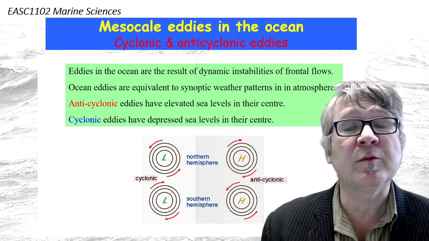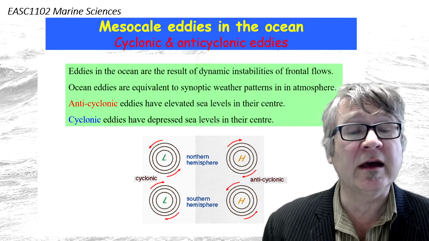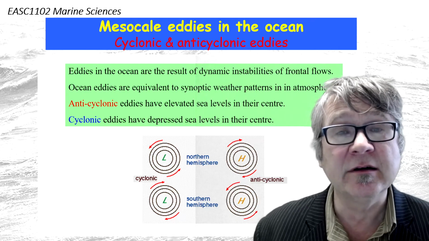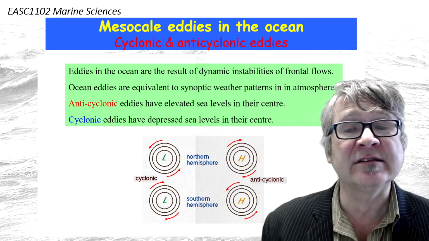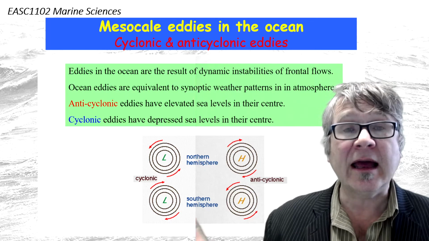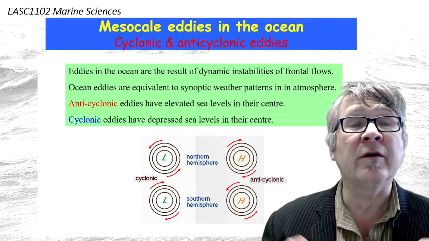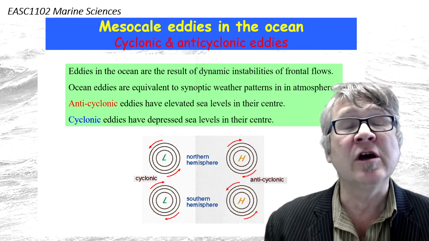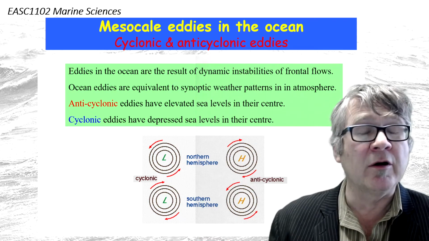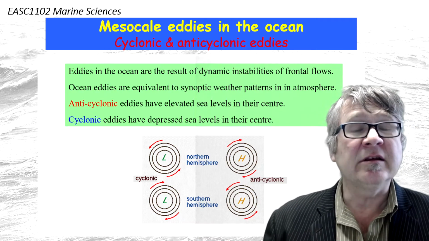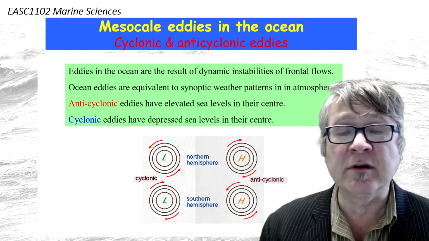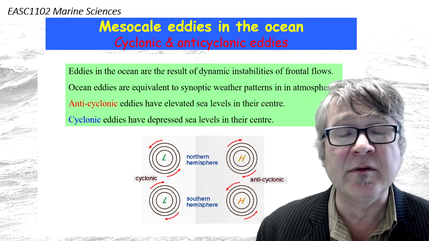Low pressure centers we call cyclonic, and the ones that have a high pressure center, elevated sea level in their center, are called anticyclonic. In the direction of the geostrophic flows, horizontal currents that run around these patterns, the direction is different between the northern and the southern hemisphere.